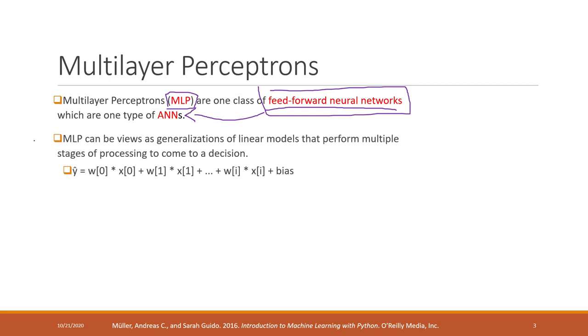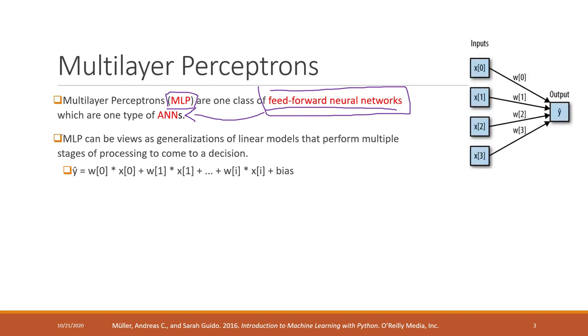So MLP can be viewed as a generalization of the linear models. The simplest way to think about it is that we have an input layer and an output layer. For example, in this case, in the input layer we have four inputs, 1, 2, 3, 4, and we have one output. You can think of those inputs as the independent variables in the linear regression model.